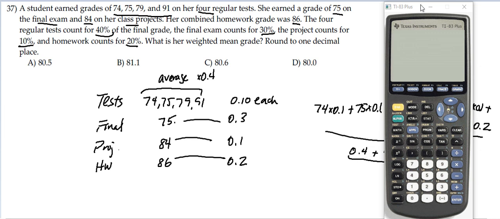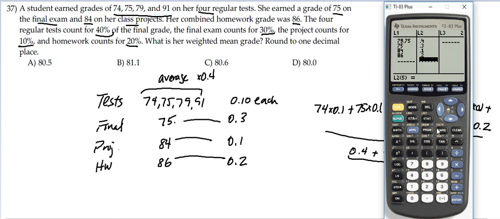So let's do the average of 74, 75, 79, 91. Add those up and then divide by 4. So that's 79.75. That's the test average, and that's times 40%. So let's go stat edit, and we're going to put in our data. So we said 79.75 was the average of the tests, 75 on the final, 84 on the project, and 86 on the homework. And so the tests are worth 0.4, the final is worth 0.3, the project is worth 0.1 or 10%, and the homework is worth 20% or 0.2.